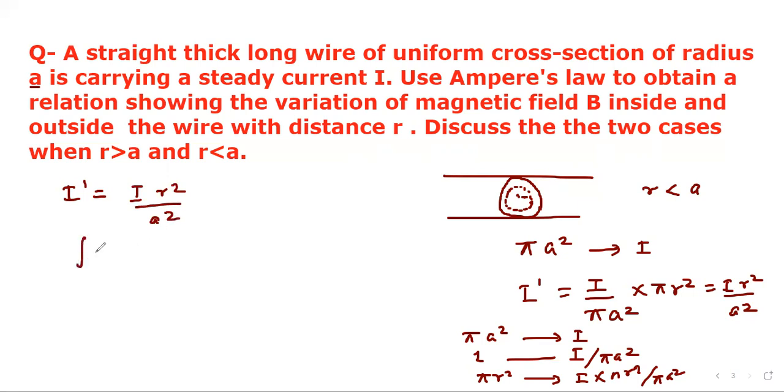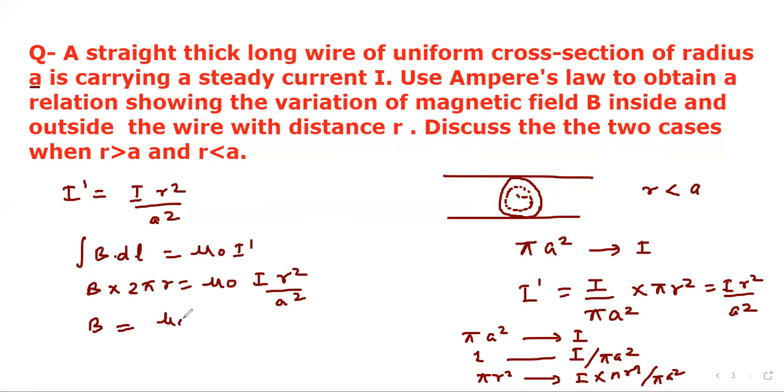Now from Ampere's circuital law, integration B dot dl equals mu naught I dash. And as I told you, B and dl are at angle 0 degrees. So in that case, B and integration dl will give L, and L will be the circumference of the circle in consideration. So that will be equal to 2 pi r equals mu naught I dash, and I dash equals I r square divided by A square. So B equals mu naught I r square divided by 2 pi r times A square. So r will cancel out, and we will get mu naught I divided by 2 pi.